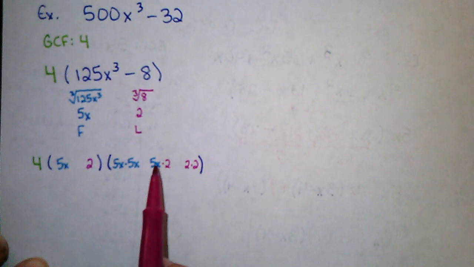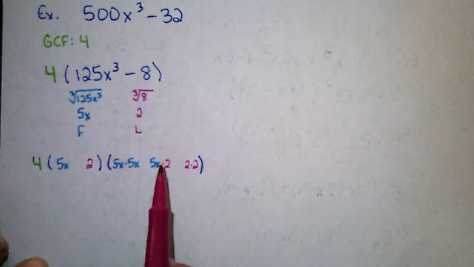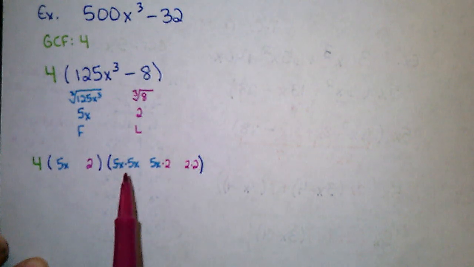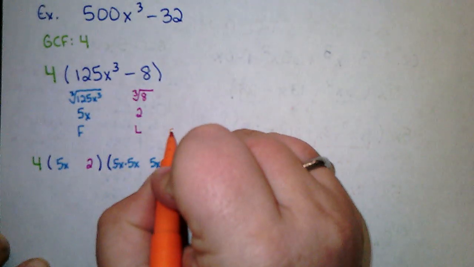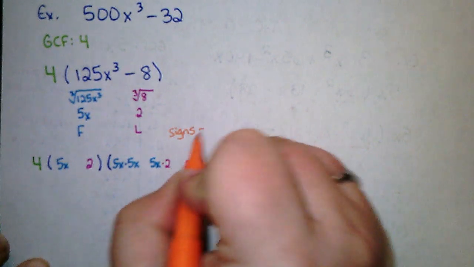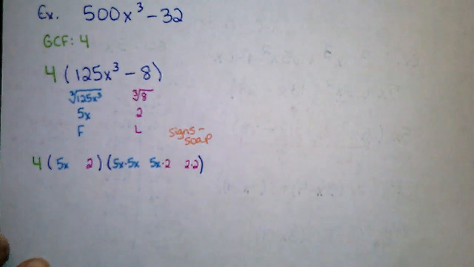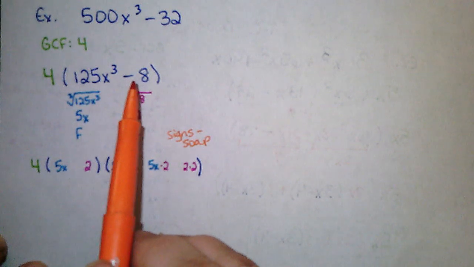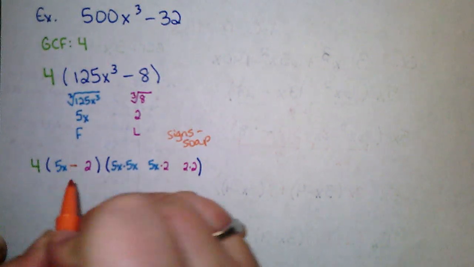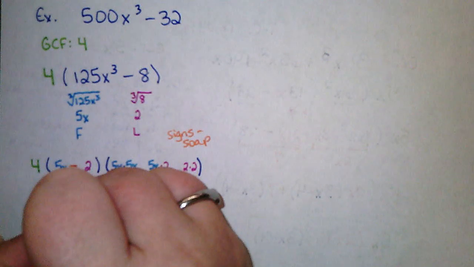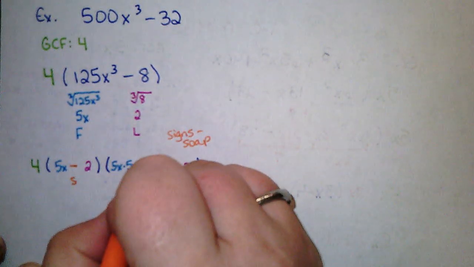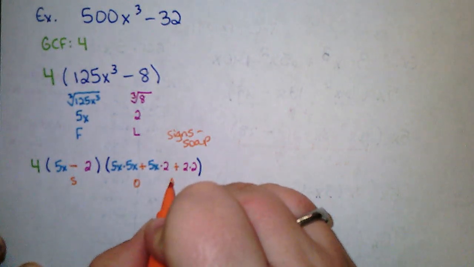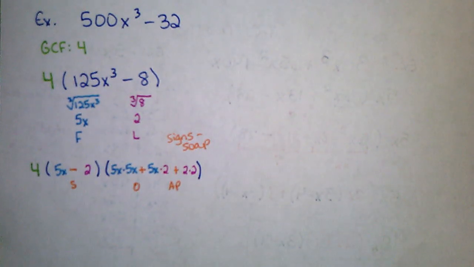But they get used 3 times, and then you switch to the next one because it's cubed. 3 of them, switch to the next one, 3 of them. Okay, to do our signs, we're going to use SOAP. Okay, so in my original problem, I have a minus. So it's going to be the same, S, opposite, so it was a minus, this one will be a plus, and then the last one is always positive. So same, opposite, always positive.